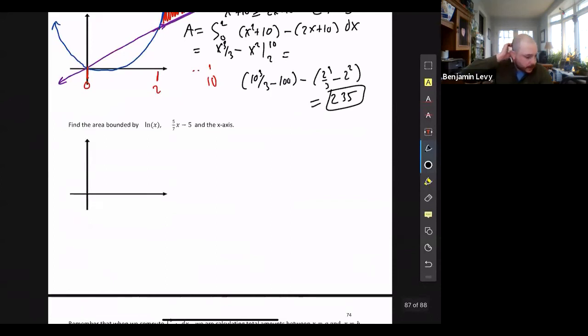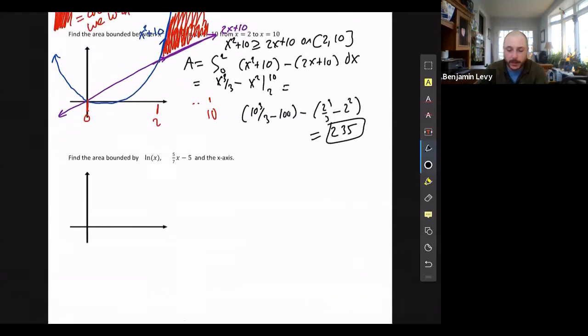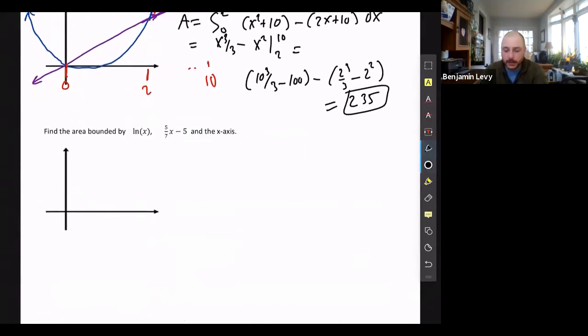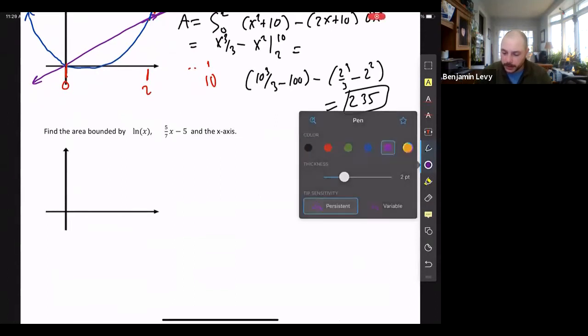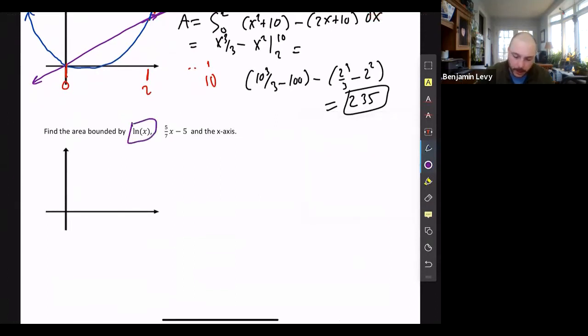But anyway, let me sort of draw the picture here and ask you to think about how this one's going to work. So we're going to find the area bounded by the natural log and a straight line, kind of a random straight line with a slope of 5/7, and the x-axis. So let's draw the picture. So let's make ln purple. ln just kind of does that slowly increasing thing, right? It does this.